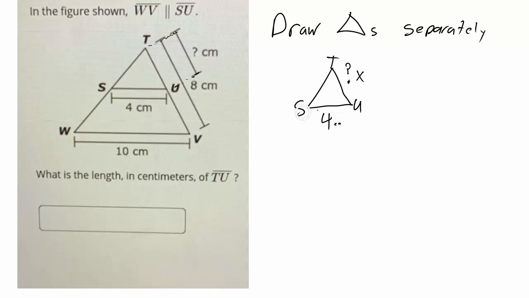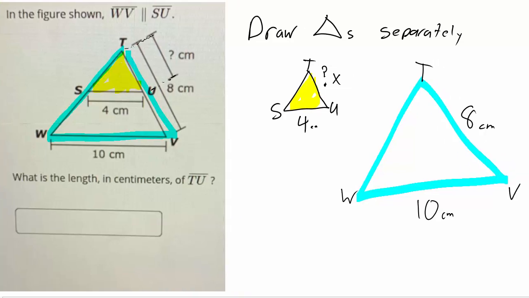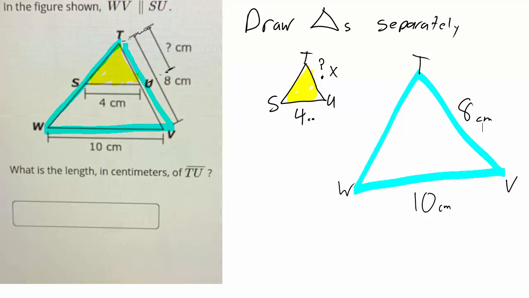Well, this is one triangle. Because these are parallel, it has to be similar. This yellow triangle, which is what I drew here, has to be similar to this big blue triangle. So I'm going to draw the big blue triangle, in which T is at the top, but W is on the side here, and then V is on the side. Notice how on that triangle, 10 centimeters is on the bottom, and on the side is 8 centimeters. So the proportion is a lot more obvious on this one than it is in right triangles.